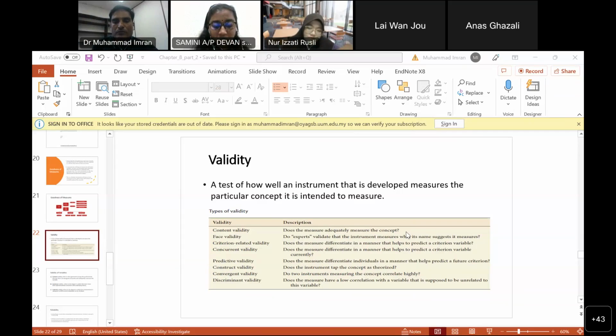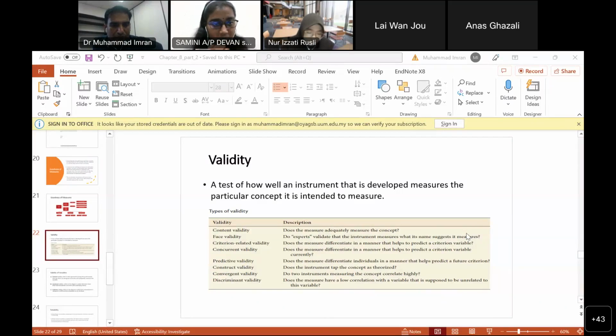Face validity: do we expect the instrument to measure what its name suggests it measures? It means they also make sure of the face validity, that you can understand all items are relevant with the employee performance and can read and understand them easily. This is the face. So if we achieve this, we can say this is face validity. If we cannot understand and cannot see it clearly, then we can say we didn't achieve our face validity. Understand? This is the face validity.